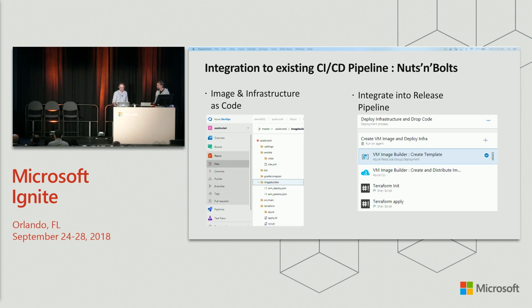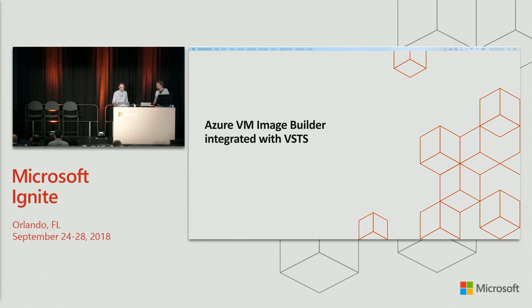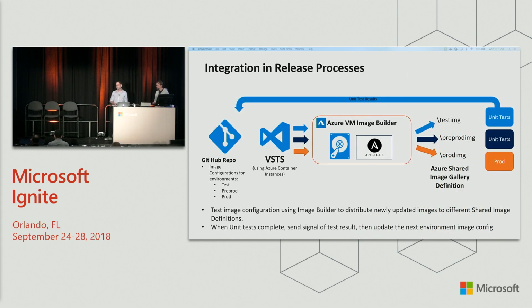So that was essentially a demonstration of how you could build an immutable infrastructure, and how you could integrate the Azure Image Builder into an existing CI/CD pipeline. But how could you actually integrate it into your existing release process? This is something that one of our first-party customers was interested in. Paul, would you like to talk about it?